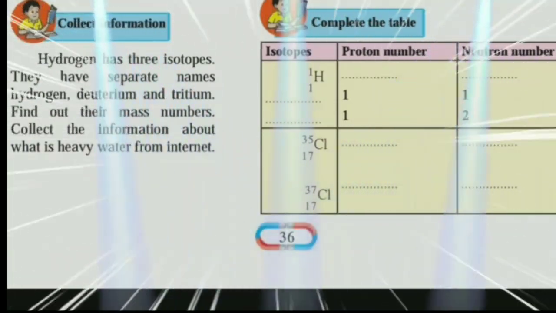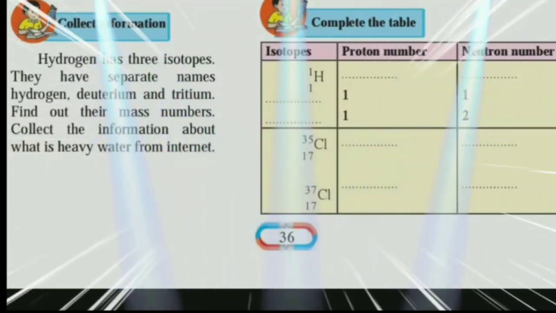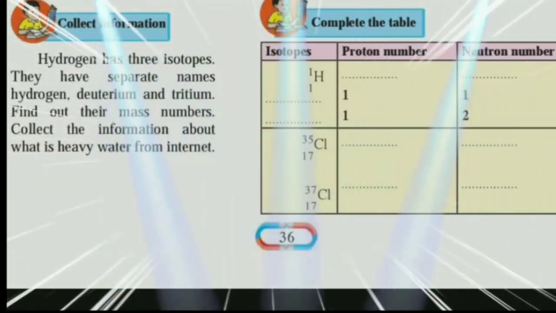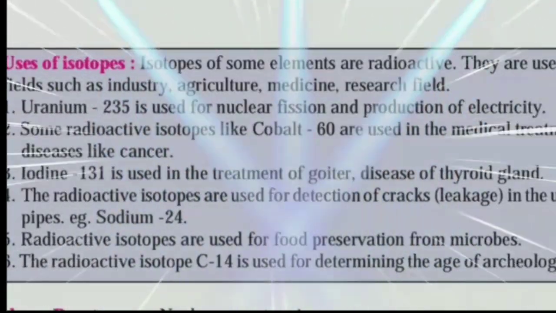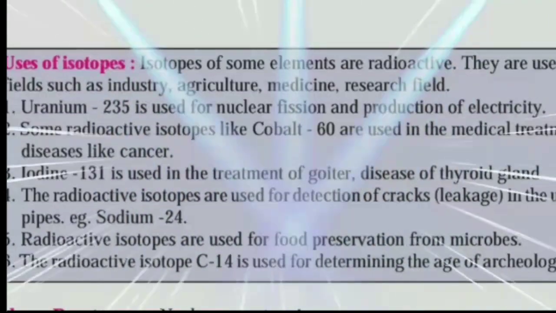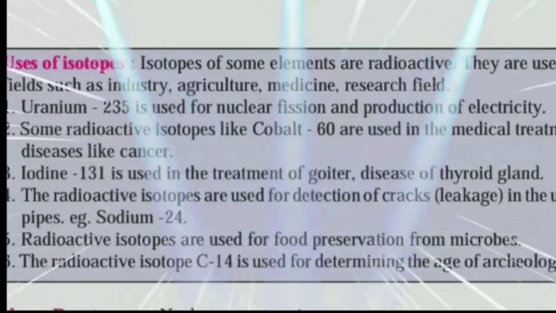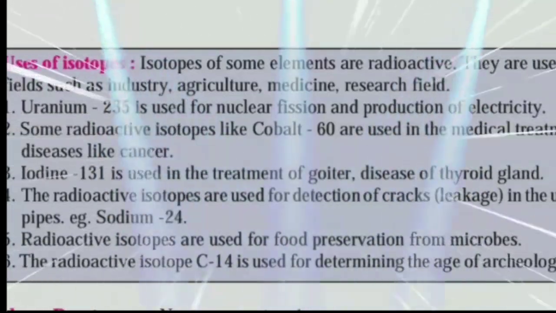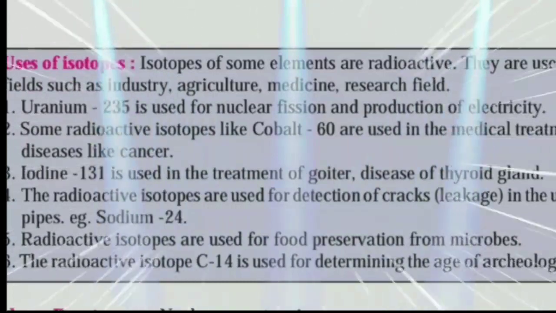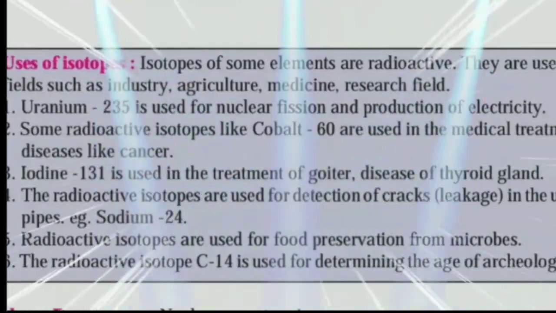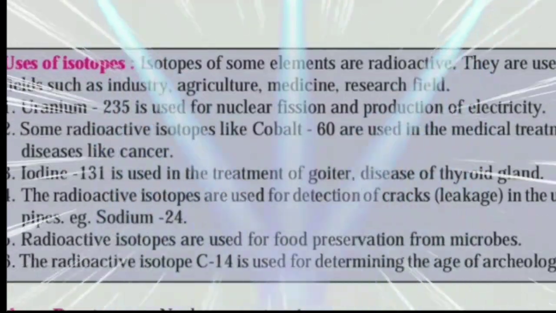Let us move towards uses of isotopes. Now we have seen isotopes are very important and very useful to us. Isotopes of some elements are radioactive. They are used in various fields such as industries, agriculture, medicine, research field, etc. See, uranium-235 is used for nuclear fission and in the production of electricity.